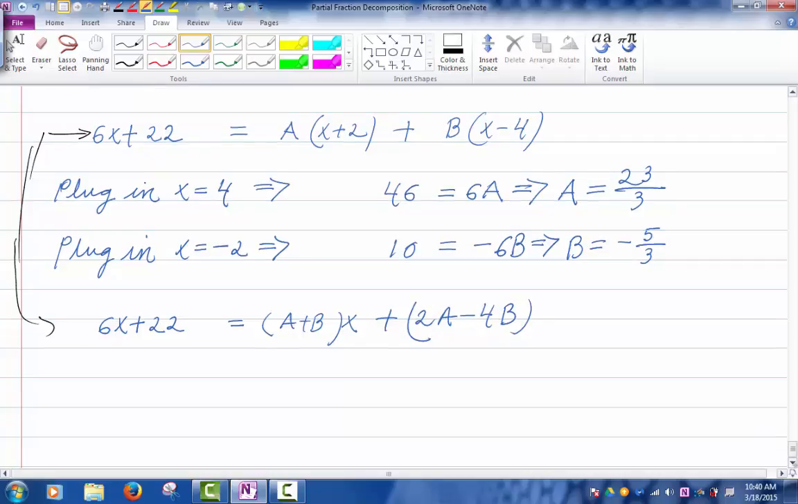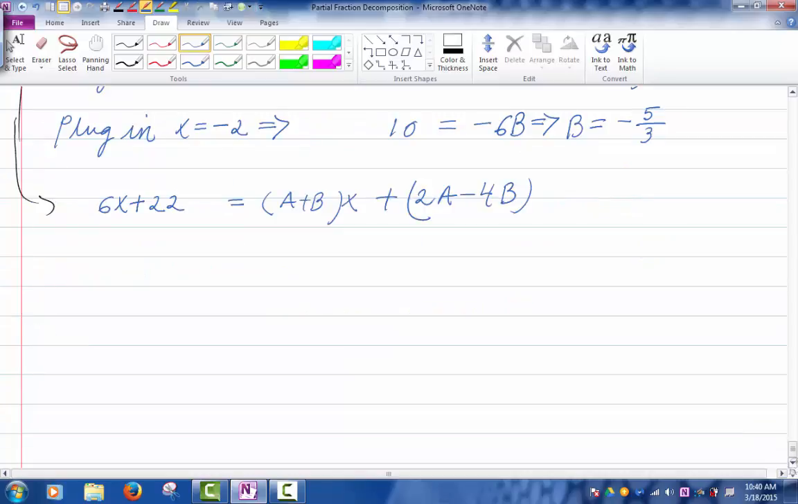Okay? And now, because the two sides are equal polynomials, the coefficients must match. So that tells you that A plus B would have to be what? A plus B would have to be 6, and 2A minus 4B would have to be 22. Right?